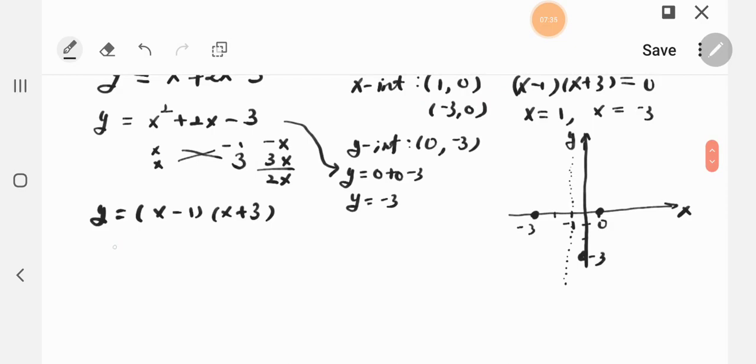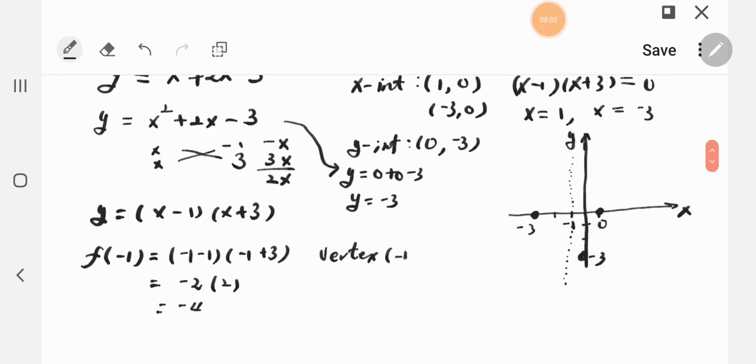And then let's plug in our f of negative 1 so that we can find the vertex. Since x is negative 1, negative 2 times, let me write it here, negative 1. So negative 1 minus 1, negative 1 plus 3, then negative 2 times 2, which is negative 4. So the vertex is when x equals negative 1, y is negative 4. So let's say this is negative 4. Okay, then the graph should be something like this.